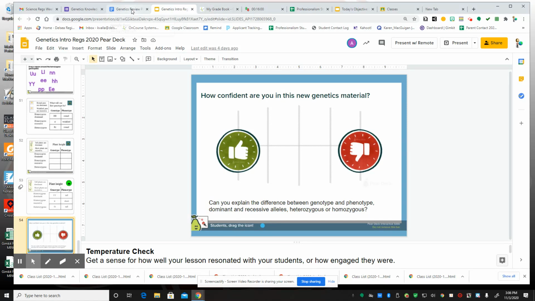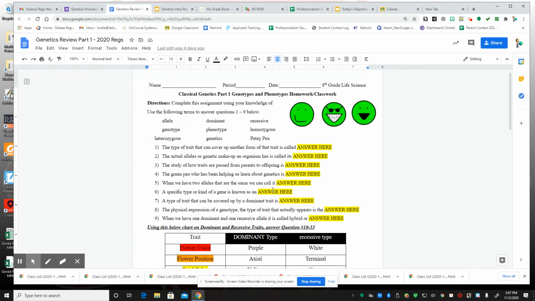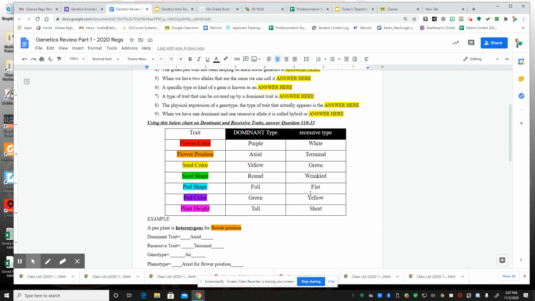That will definitely help. Once we finished the notes, we actually went into this activity, which is a classic genetics part one. It's a review of a lot of the vocabulary we've been working with, and just to kind of see if you understand the concept of what Mendel studied with his pea plants. So 1 through 9 is basically you have your word bank up here, and then it's vocabulary. So that should be pretty straightforward for you guys.